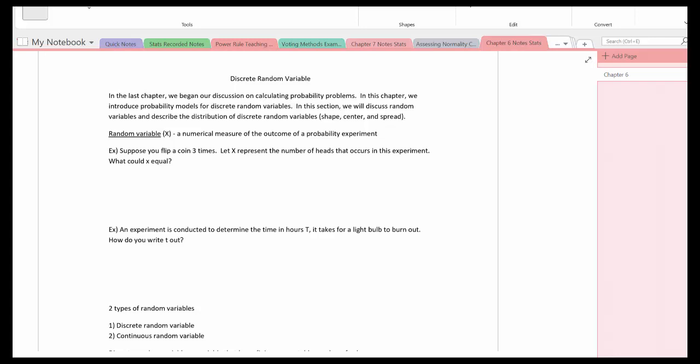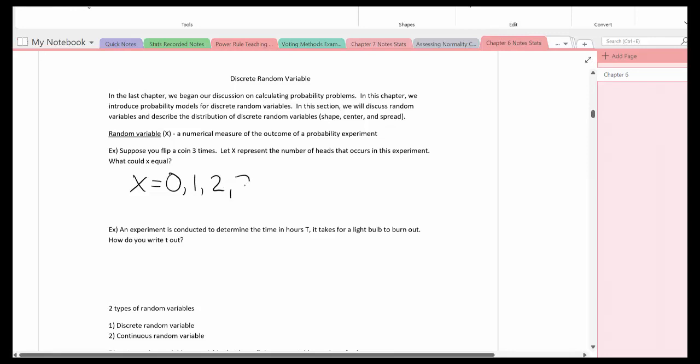Well, you could flip the coin 3 times and get no heads. You could get 1 head and 2 tails, 2 heads and a tail, or 3 heads and 0 tails. So here, little x could equal 0, 1, 2, or 3.